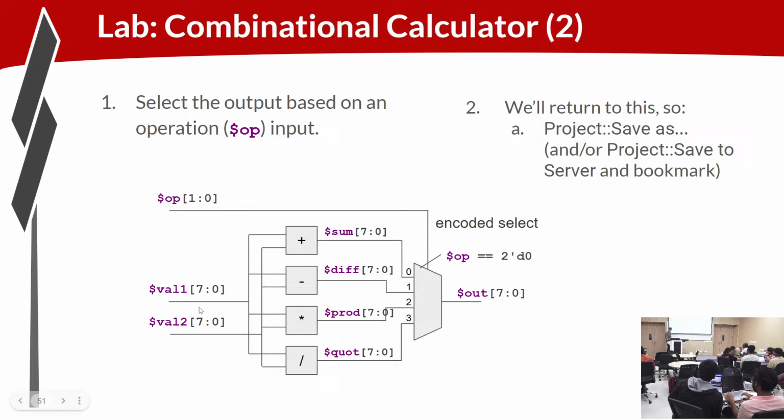So a calculator, of course, is only going to do one operation at a time, or at least it's only going to record one operation at a time. So we're going to select from among the 4 calculations the one being requested. So we'll take in the 2-bit operation. We use a 0 encoding for sum, 1 for diff, 2 for prod, 3 for quot.